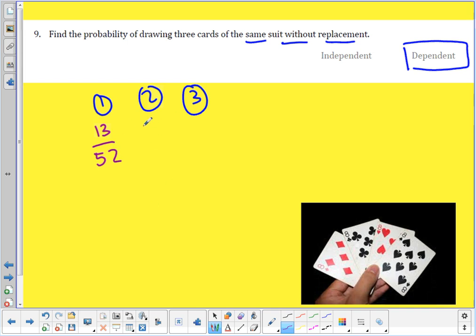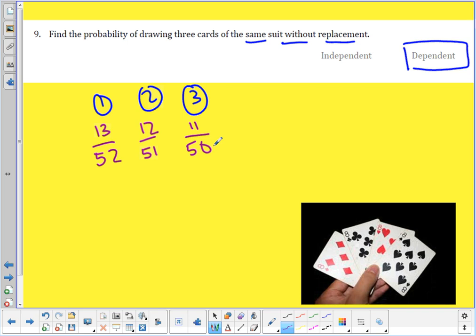I'm not putting it back, and I want the same suit, so this one's going to be 12 out of 52. I'm sorry, 12 out of 51. Then I'm not putting that one back, so the next one's going to be 11 out of 50. So I took a card out, took a card out.